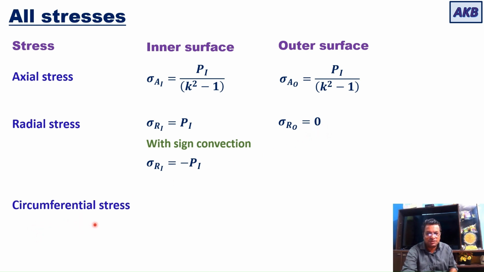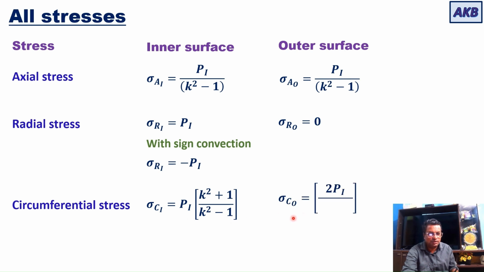Then circumferential stress at the inner surface, sigma Ci is equal to Pi into k square plus 1 upon k square minus 1. And at the outer surface, sigma CO is equal to 2 Pi upon k square minus 1. So at the end, you can now easily see how the value of these stresses changes from inner surface to the outer surface. So that was the objective for today's discussion, how stresses are distributed along the thickness of the vessel wall. So with this, I end my discussion for this video.